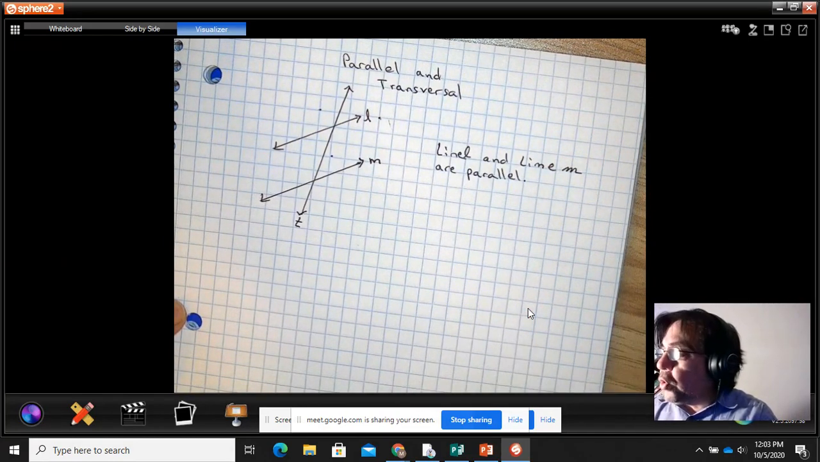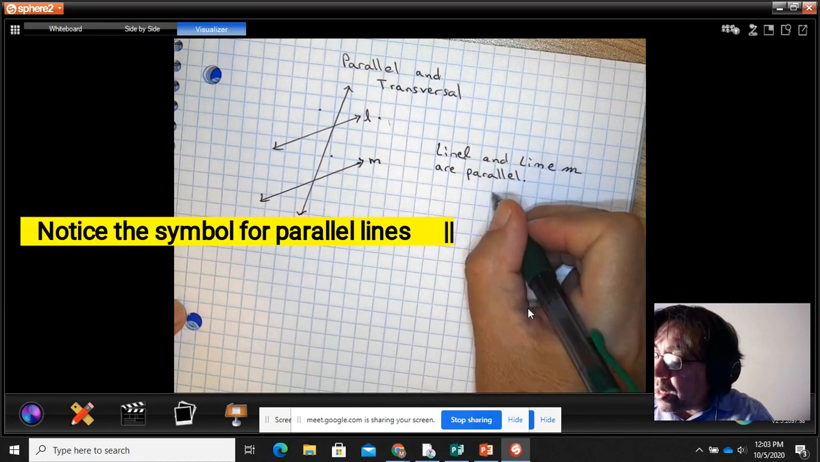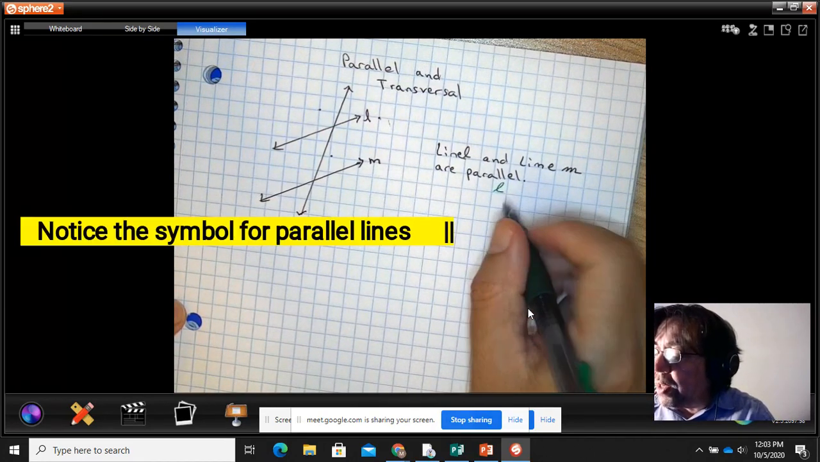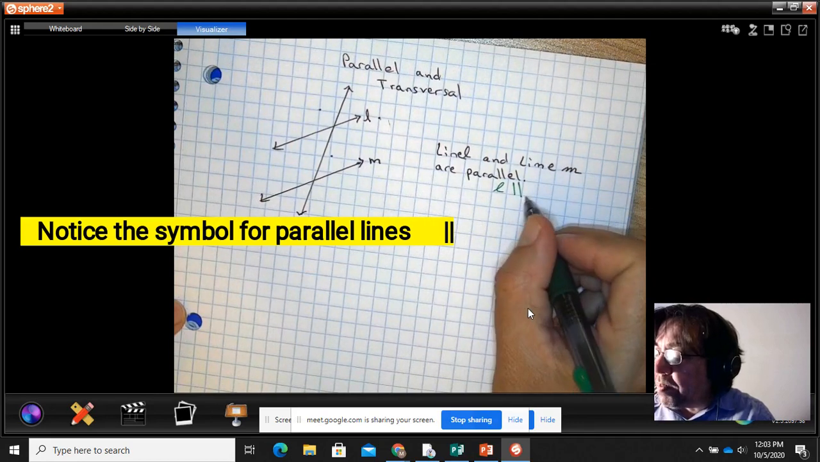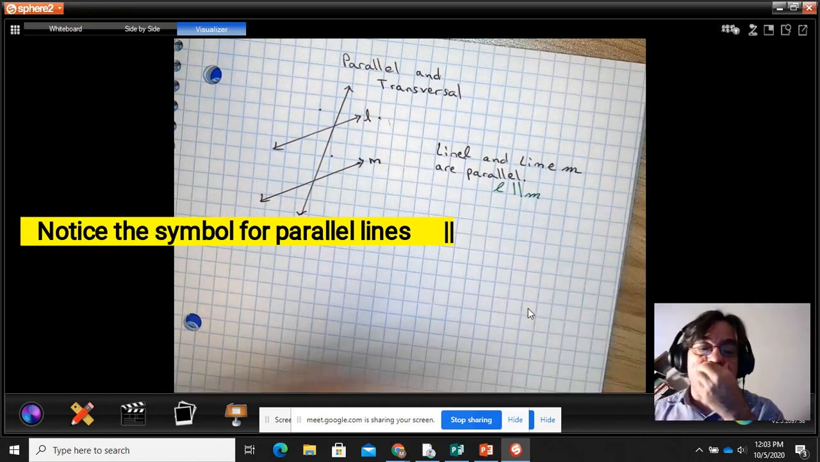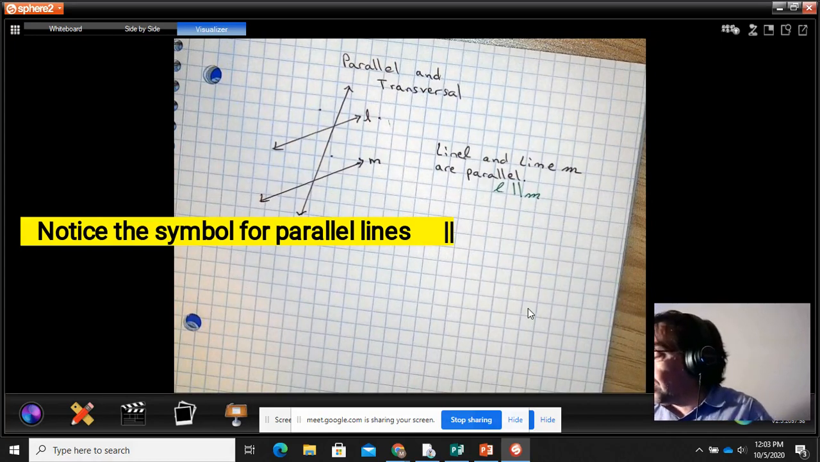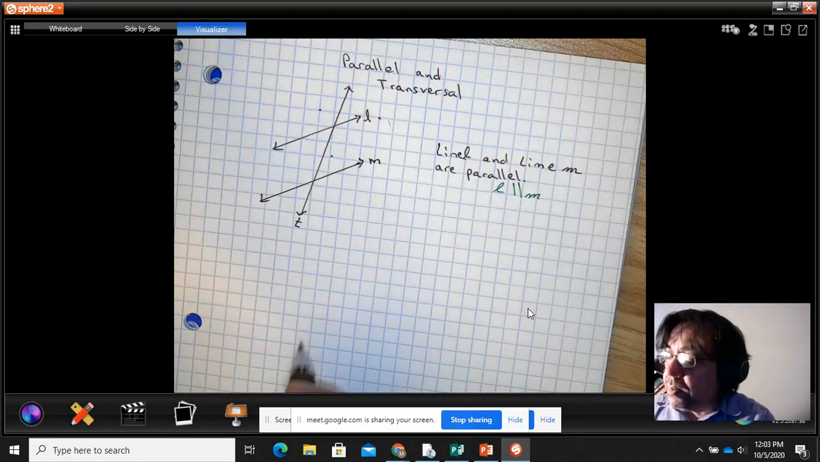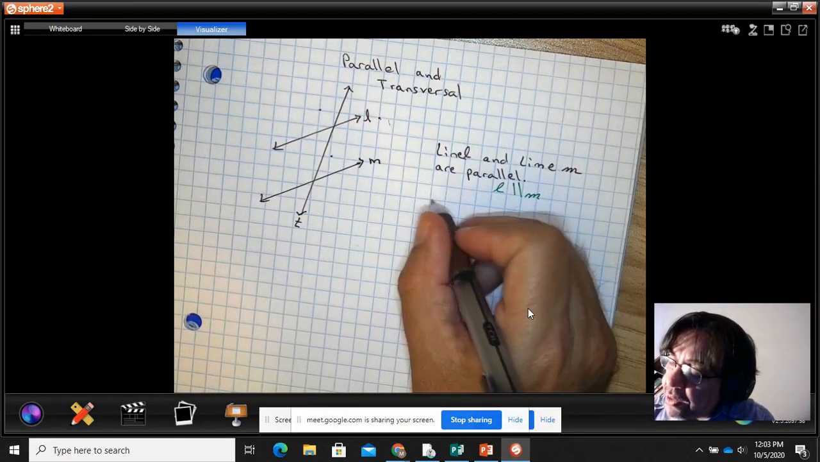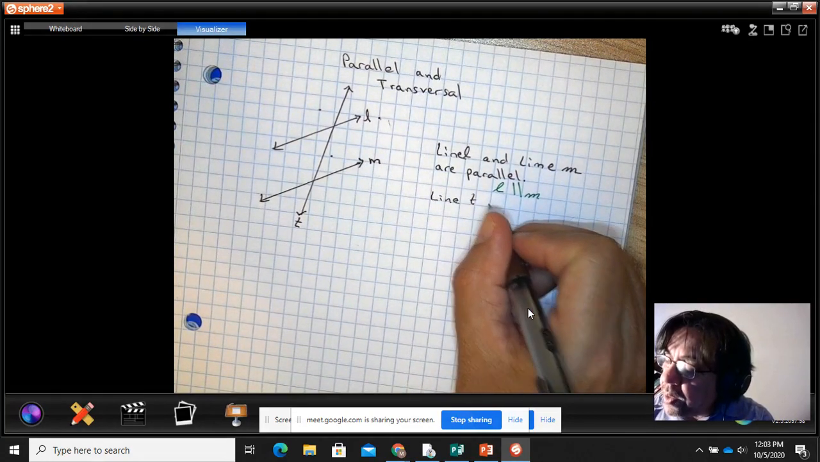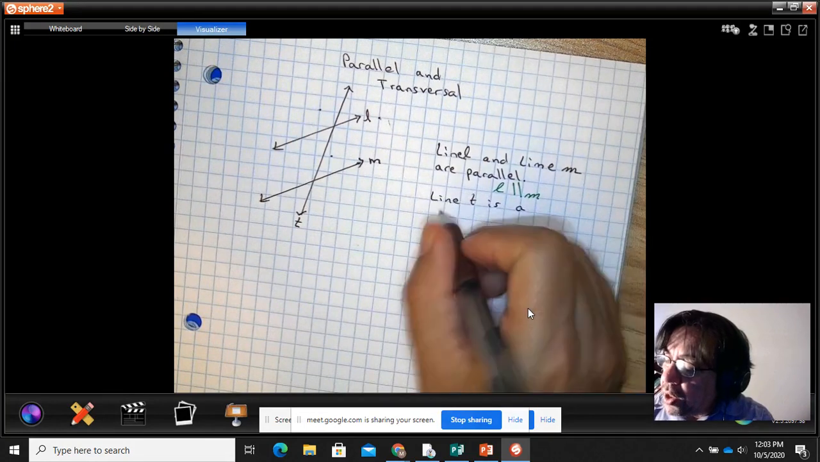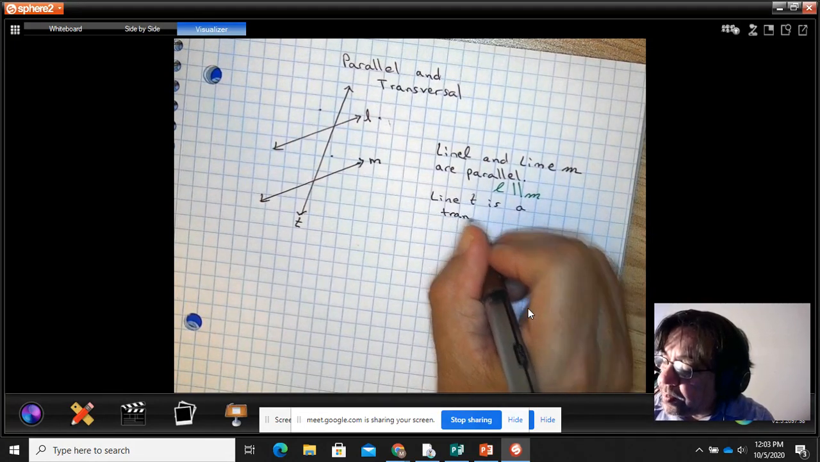If that is true, then we say that L, see how it's in cursive, L is parallel to M. That's our notation. And line T is a transversal.